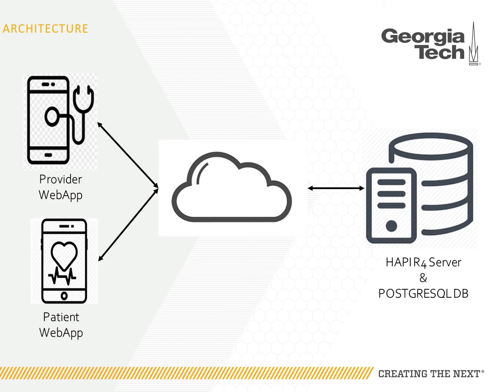On the left-hand side, you have the health provider app and the patient app, both web applications. On the right, you have a HAPI FHIR R4 server backed by a PostgreSQL database, and the app talks to the HAPI FHIR server over a FHIR interface.